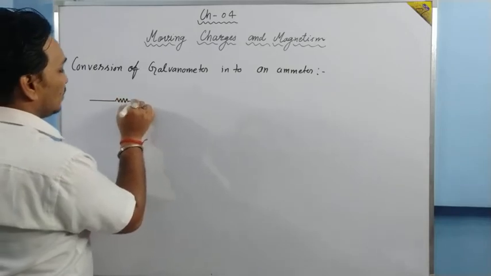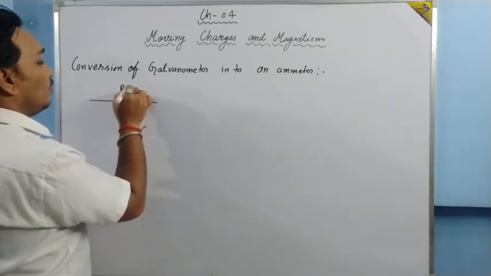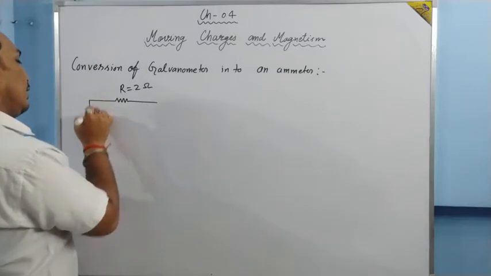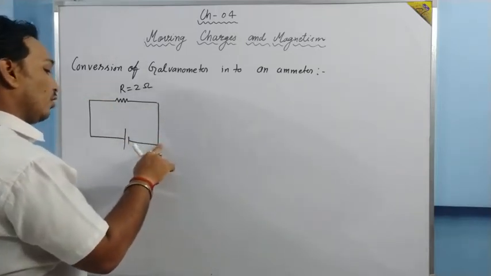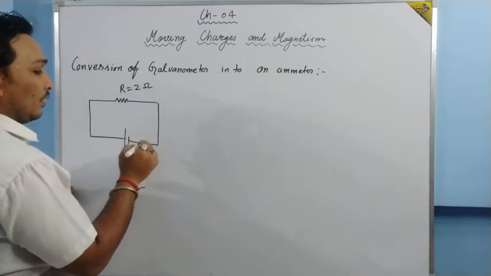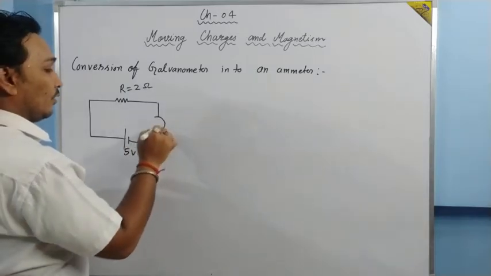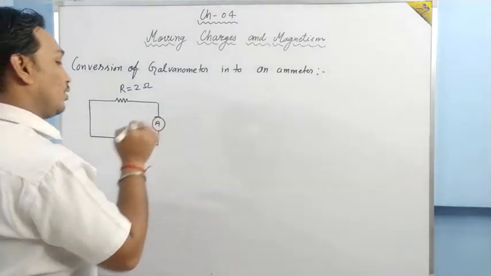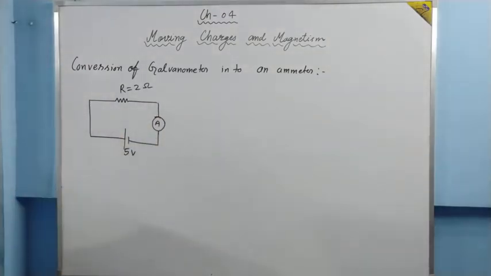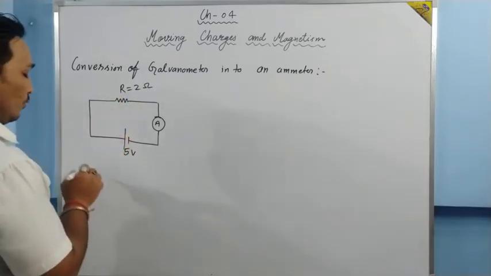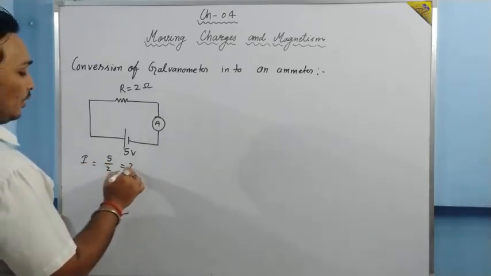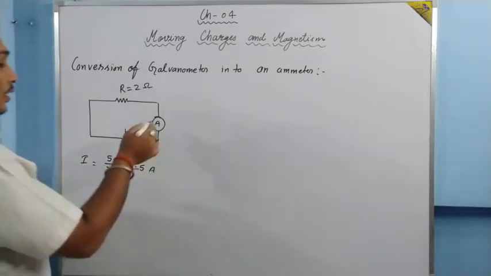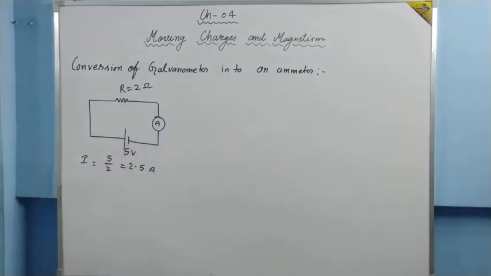Suppose one resistance is there, capital R, whose value is 2 ohm, and a cell is there which is of 5 volt. Suppose I have connected an ammeter over here. What should be the reading in this ammeter? Obviously, the cell is of 5 volt, the resistance is of 2 ohm. The current is going to be 5 volt by 2 ohm, equal to 2.5 ampere. This ammeter should read 2.5 ampere.